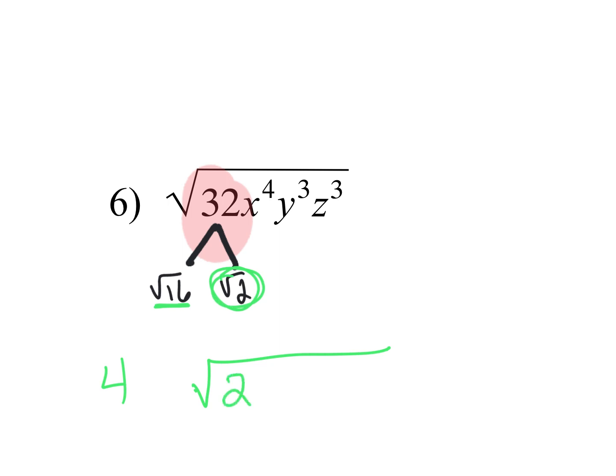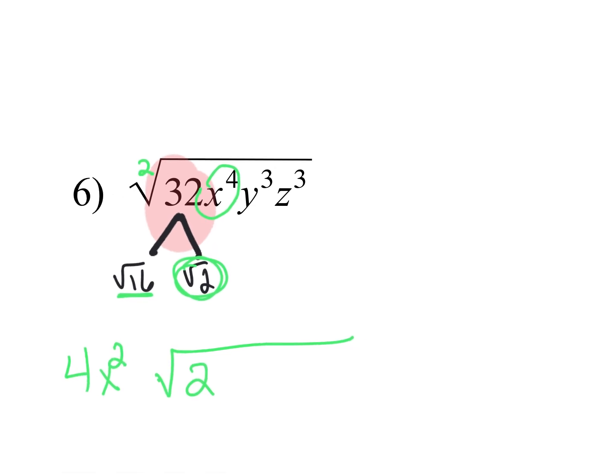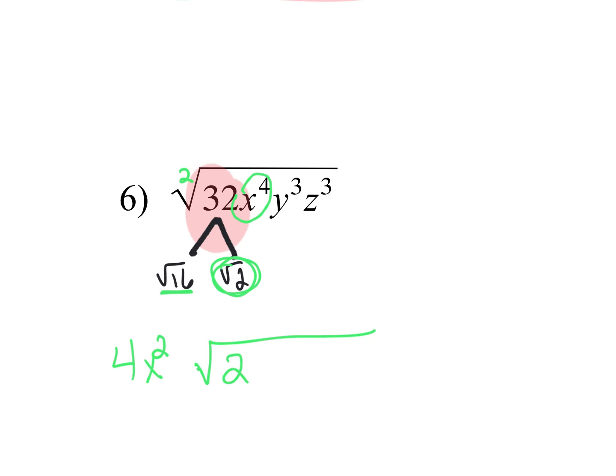And then, again, we have a square root, so we're going to ask ourselves, if we're looking at our x, how many times does 2 go into 4? So our x, 2 goes into 4 twice, and there's none left over. So we're not going to have any x's left underneath of our radical. Then we do the same thing with our y. 2 goes into 3 one time, so we're going to have y to the first out here, and there would be 1 left over.